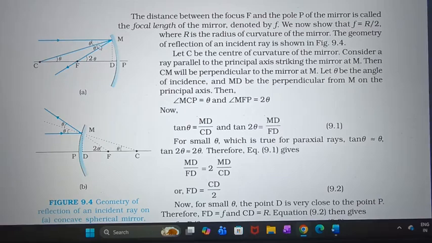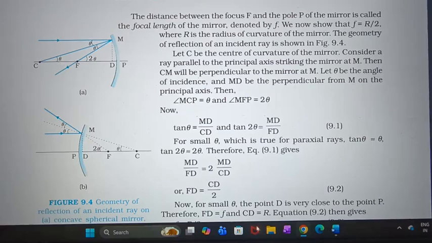So the angle of incidence and angle of reflection will be equal. Both are theta because both are equal. Now this is also theta. How come this is theta? We already know that this is parallel. If these both are parallel, these will become alternate interior angles.